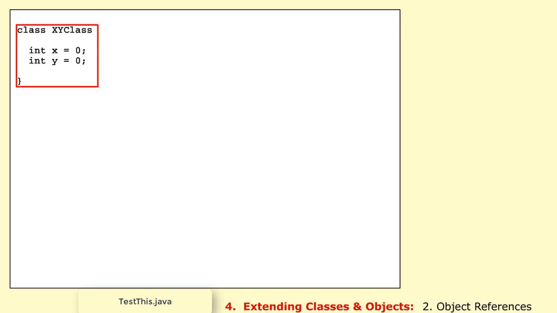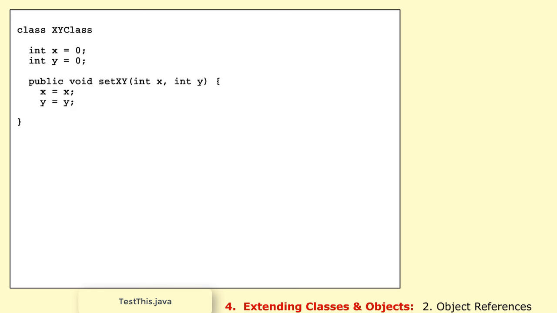Let's say we have a class with two instance variables, x and y. A method in this class, setXY, lets us set x and y to new values. The parameters in this method are also defined as x and y. Probably not a good idea, as we'll soon see. The problem is this. We want to set the class attributes using the parameters. But this will not work.